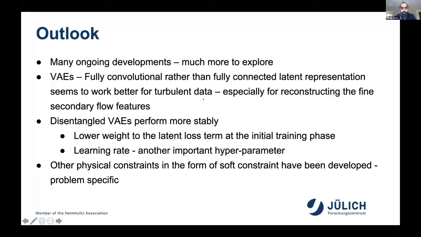my experience was that the fully convolutional rather than fully connected latent representation seemed to give a higher accuracy for reconstructing at least these fine secondary flow features that we have. And also, if you use variational autoencoders, as I already mentioned, disentangled variational autoencoders seem to give more stability to the training process, especially at the initial training phase. For us, a lower weight to the latent loss term was essential. Otherwise, we saw that the network sort of diverged. And the learning rate is of course a very important hyperparameter in all kinds of neural networks.